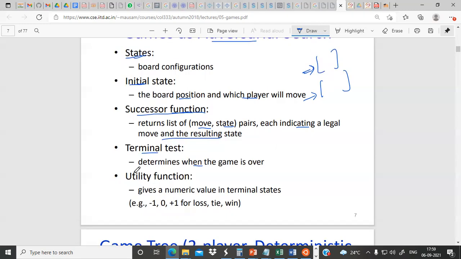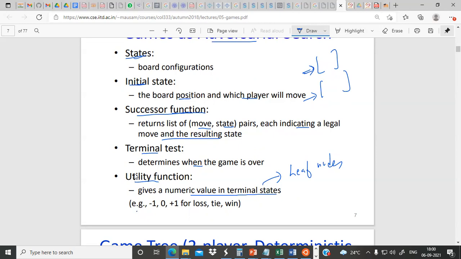And the utility function gives numeric values in the terminal state. When you apply the utility function on the terminal states, which are the leaf nodes, the leaf nodes are nothing but the terminal states. So when you apply the utility function on the terminal state, you will understand what the result is, whether you have won or lost or it's a tie.